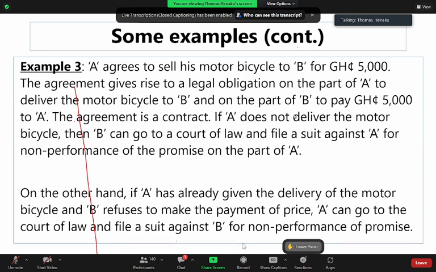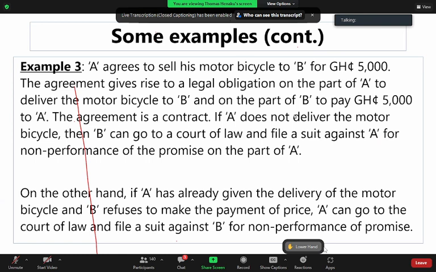Because if you look at it, it says that the agreement gives rise to a legal obligation on the part of A to deliver the motor bicycle to B, and on the part of B, upon delivery, to make payment. Why is it the case that if A does not deliver the bicycle, B can go to court? On the part of A there's an obligation to deliver the motor bicycle to B, and on the part of B to pay. So one would have thought that, if A, you did not deliver it, I've not also paid you. So why should I actually go to court and plead before the court that A did not deliver the bicycle?